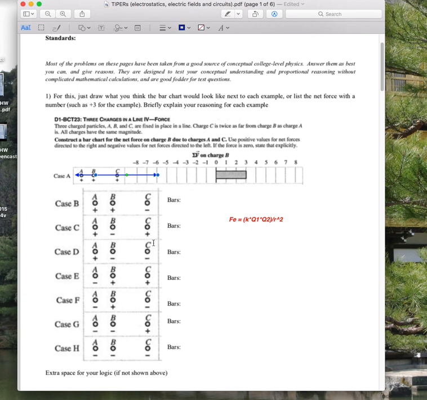You do the same thing with each of these examples. So for example, down here, A and B have opposite charges, so the force on B would be to the left. B and C have opposite charges, so the force on B would be to the right. But the magnitude of this force is only going to be 1/4 the amount of the magnitude of this force. And that should do it.